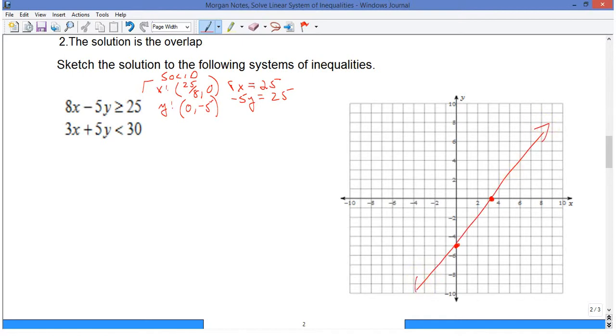And let's test to see which side to shade. So I'm going to substitute the 0, 0 into this equation. That would be this point here. We'll see if we're going to shade that side. So that would be 0 minus 0 is greater than 25. That is not true. So we wouldn't shade that side. We would have to shade the opposite side of 0, 0. So this side would be shaded.